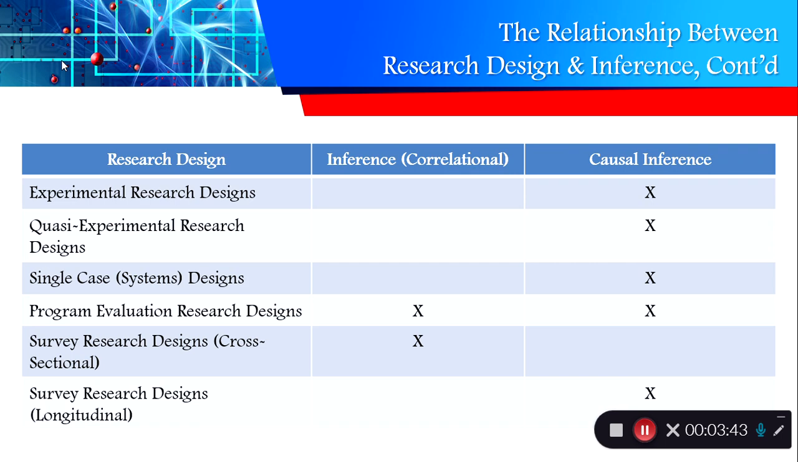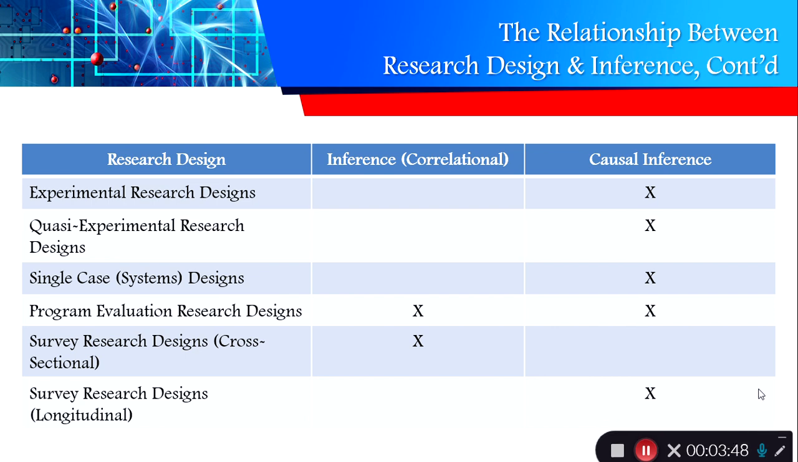So here is a diagram that helps to look at this relationship between research design and inference. Here on the left-hand side, you can see that in terms of basic correlational inferences, there are two designs in which these kinds of inferences can be made: program evaluation research, as well as survey design research, particularly survey designs that are cross-sectional in nature. When we're only collecting data at one point in time, this kind of design does not allow for making causal inferences for obvious reasons, right?